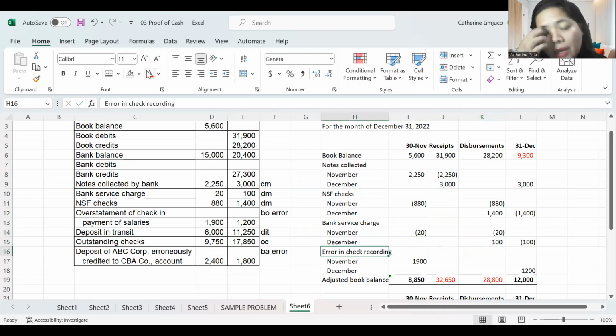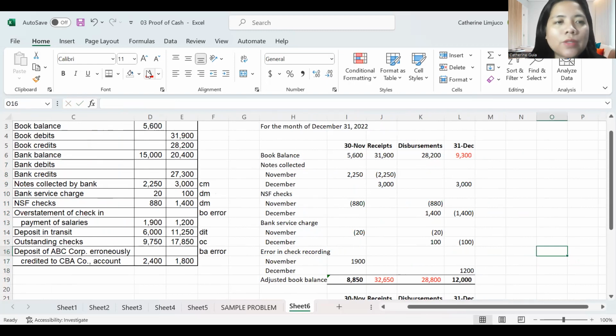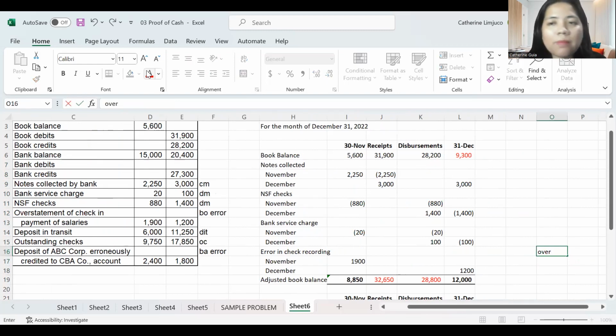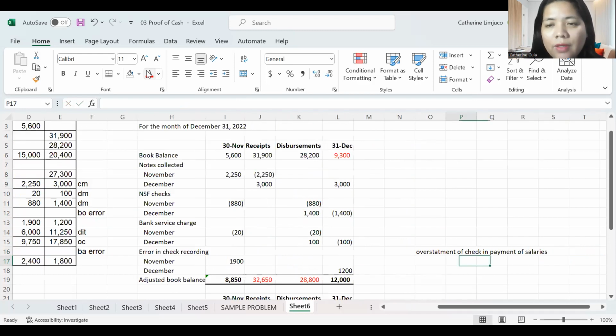How about our error? It's very challenging for error. Let us analyze the error in check recording. It says here that there was an overstatement of check in payment of salaries. The assumption for errors is that the correction of error was made during the month, during the current month.